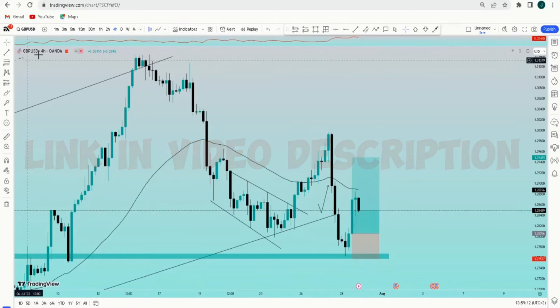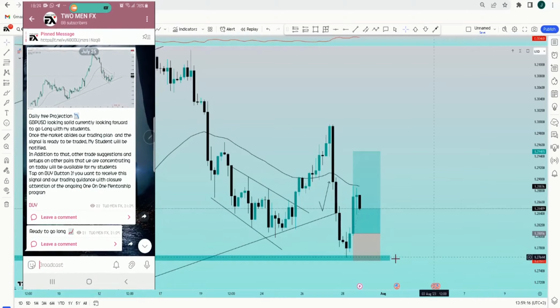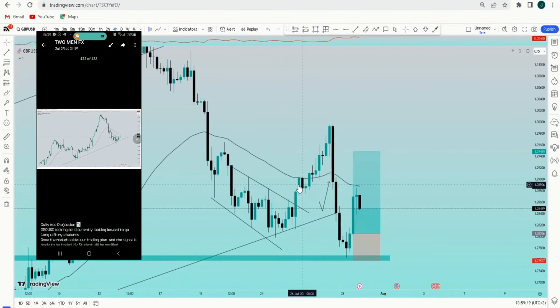Today we're gonna talk about this trade that I took on the Telegram channel, and this trade I actually shared as a free daily projection on GBPUSD. As you can see, it is GBPUSD, and I shared it on Telegram. I think it was Tuesday, man. It was Tuesday, and the market was somewhere here. So I wasn't expecting this push all the way above.